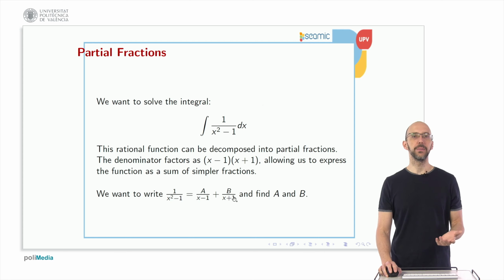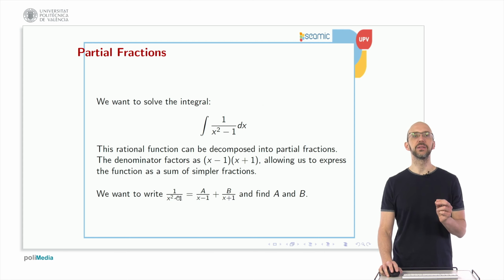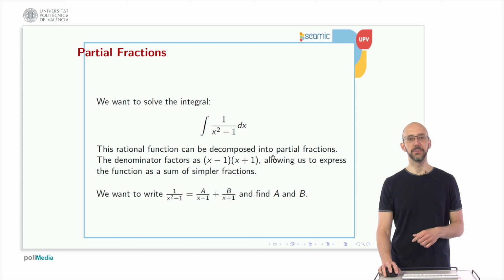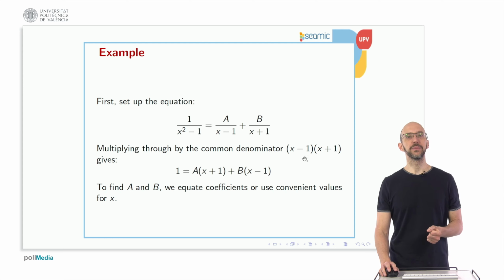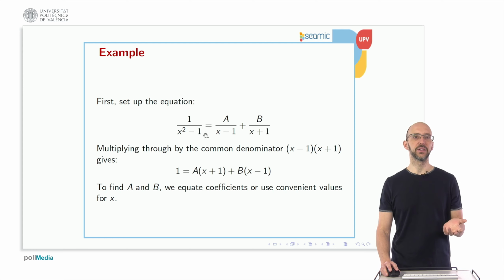Which are the values for a and b that verify this equality, okay? How do we do that? The idea is we are going to multiply both parts by the common denominator, x minus 1 times x plus 1, which is exactly x squared minus 1. So if I multiply 1 by x squared minus 1, this becomes 1.